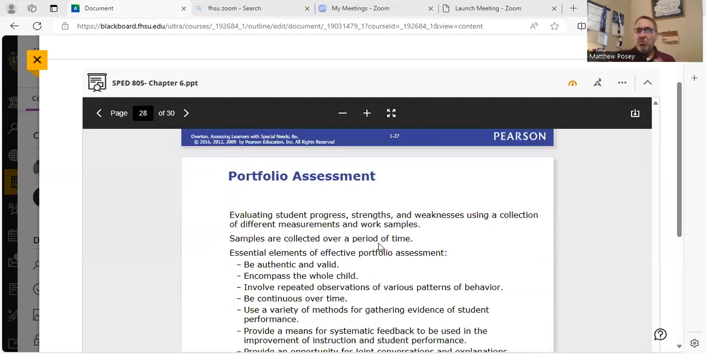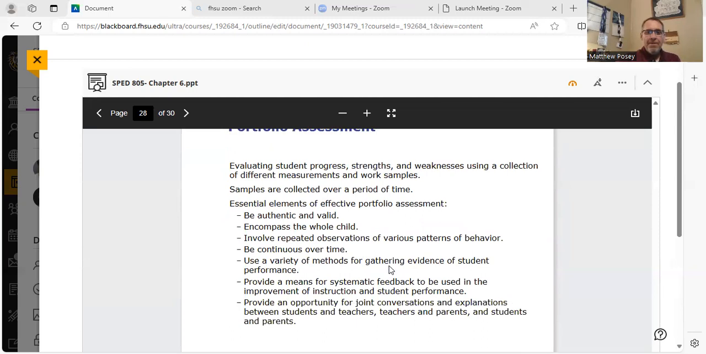Next item we're going to look at is portfolio assessment. I mentioned you are collecting work samples for each student and creating that to document progress. So basically, you're collecting samples of work over a period of time. So this can be very authentic and valid. It encompasses the whole child. You're able to look at the whole picture, not just necessarily one type of assessment. You're getting to see some of their work samples and being able to use and apply that knowledge.